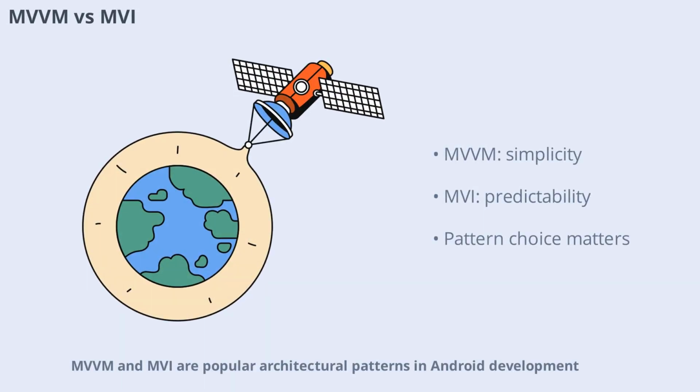MVVM and MVI are popular architectural patterns in Android development. MVVM is simple and widely used, offering clear separation between UI and business logic. MVI, on the other hand, is unidirectional and predictable but can be verbose. Choosing the right pattern depends on your project needs and team preferences. Understanding both helps you design scalable and maintainable apps.